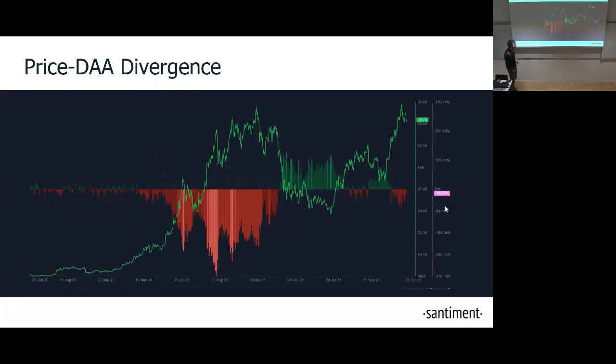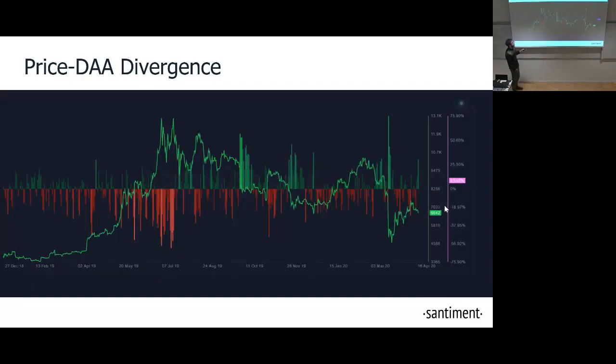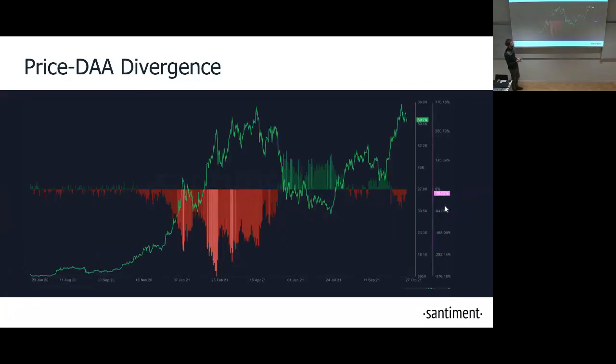So it seems like we need to adjust our thresholds again, because where exactly do you sell here? Do you sell here? Do you sell here? What do you do? Do you buy here or do you buy here? So even though there seems to be definitely value in the idea of a divergence between a coin's price and the coin's daily active addresses, it seems like over time the threshold for defining when a potential buy signal or sell signal should trigger needs to be adjusted.